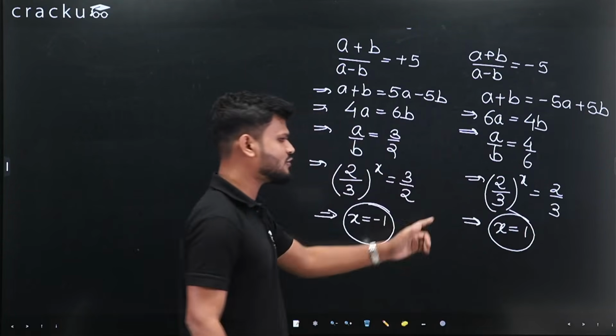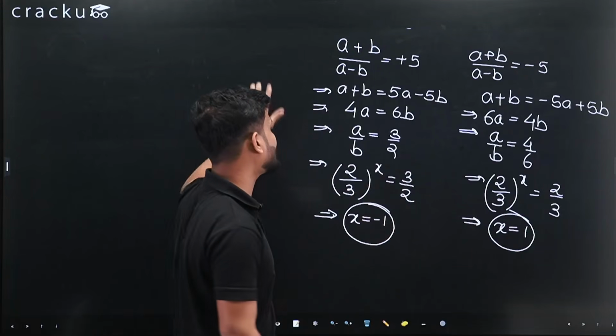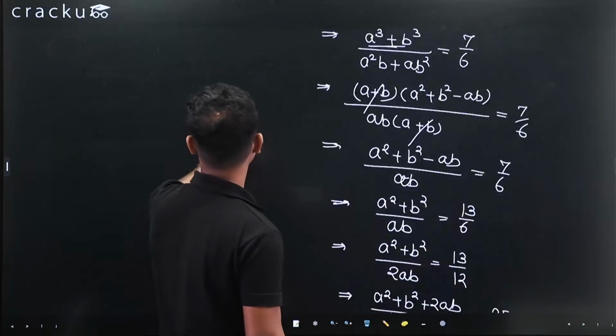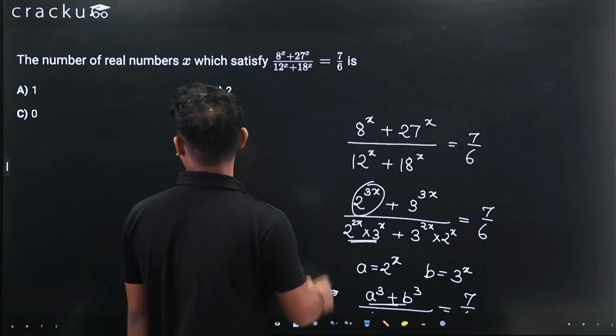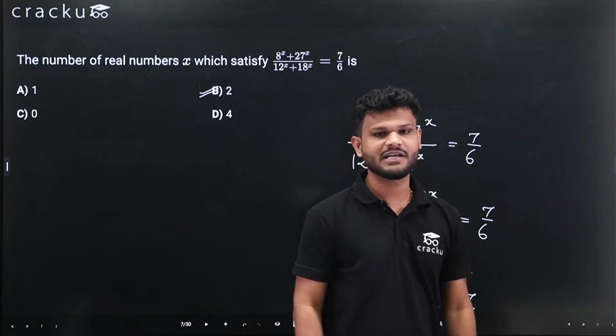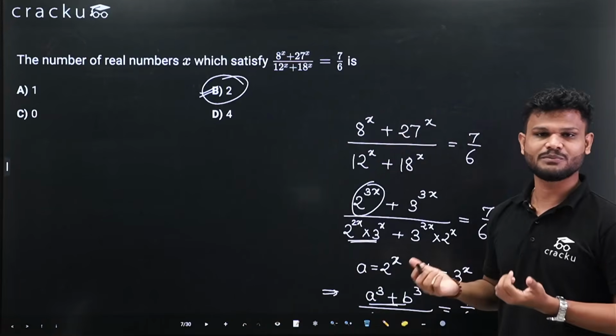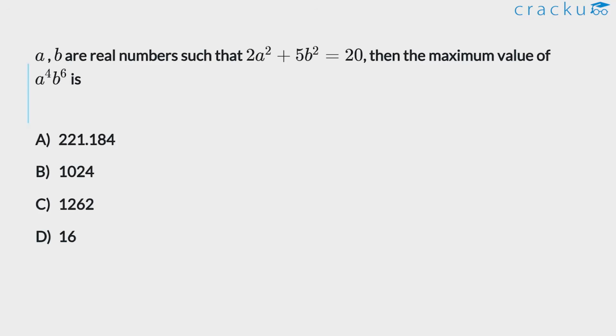So how many values of x are there that satisfy the given equation? There are two values, 1 and minus 1. So what will be the answer to this question? The answer to this question will be 2. The number of real numbers x which satisfy the given equation are two numbers, 1 and minus 1. So option B is the correct choice here.